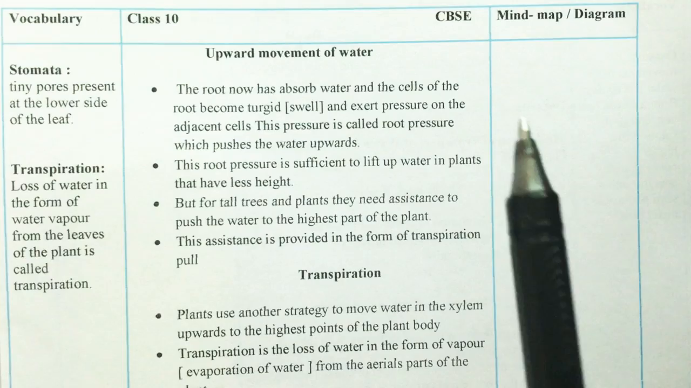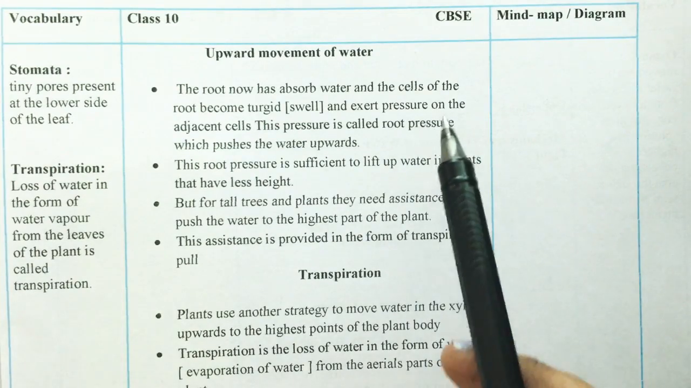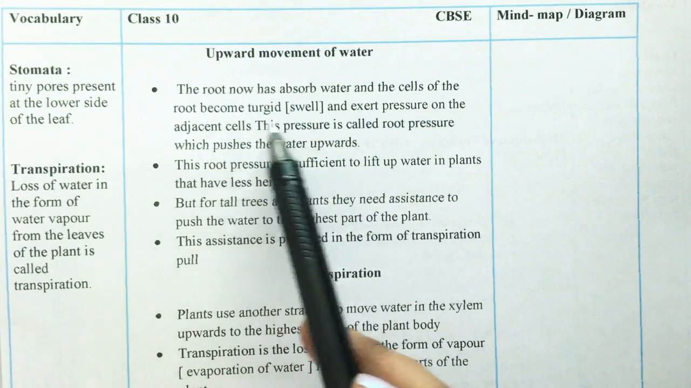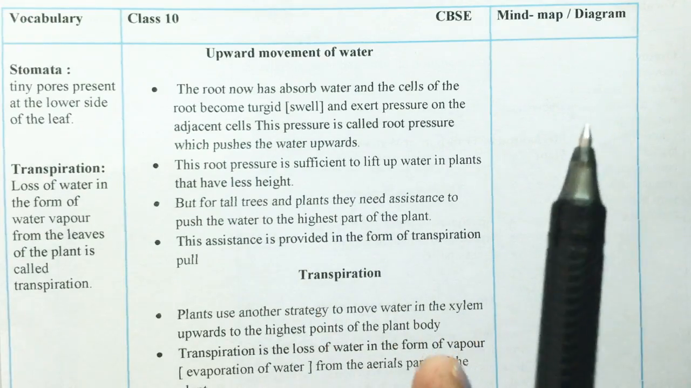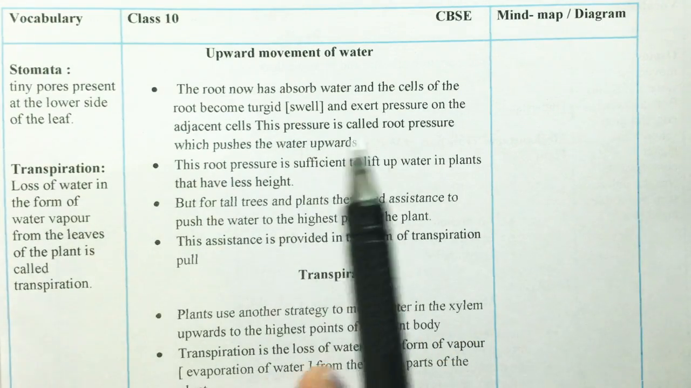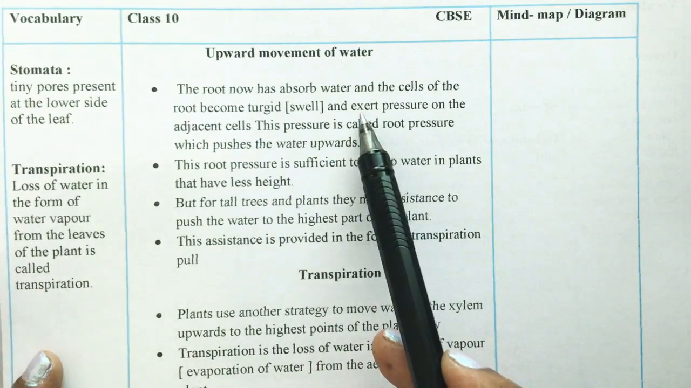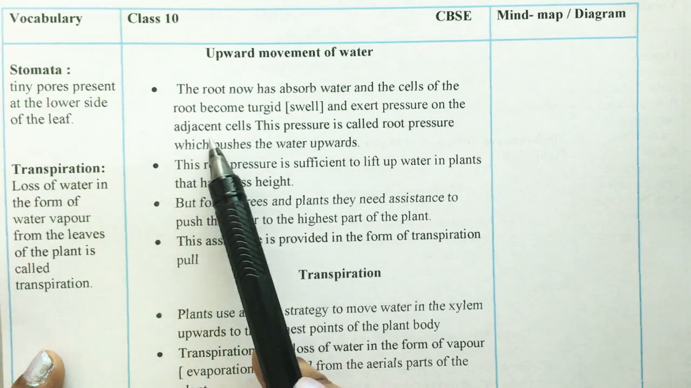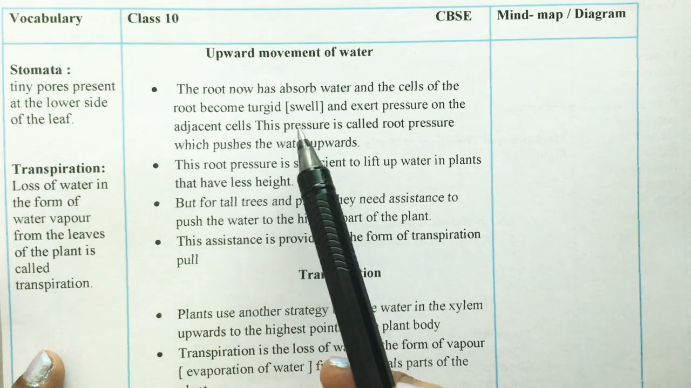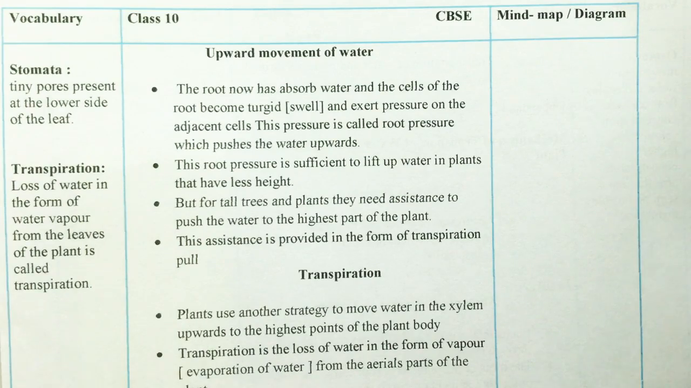Now, when there is accumulation of water, what happens? The cells of the root become turgid, that is, they start swelling. Because they are swelling and expanding, they exert pressure on the adjacent cells, right? And this pressure is called the root pressure, which now starts pushing the water upwards.